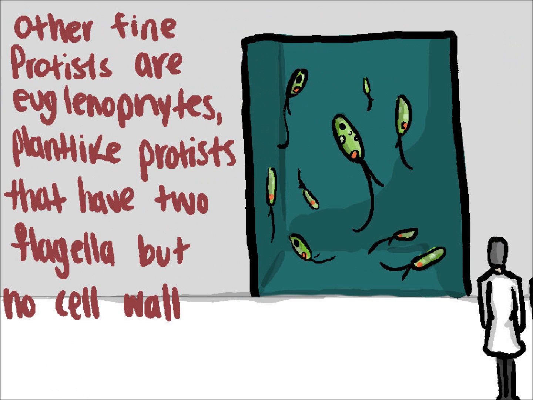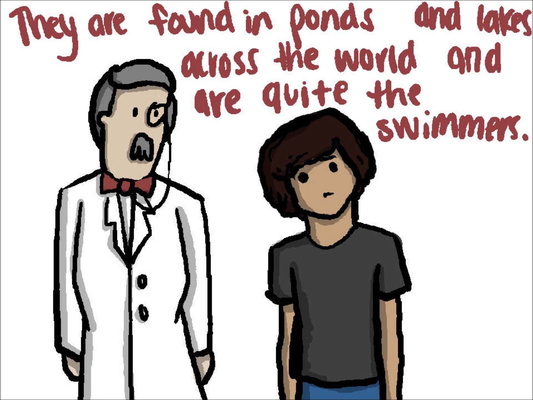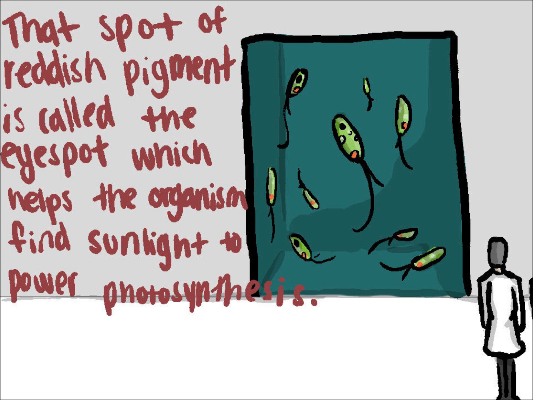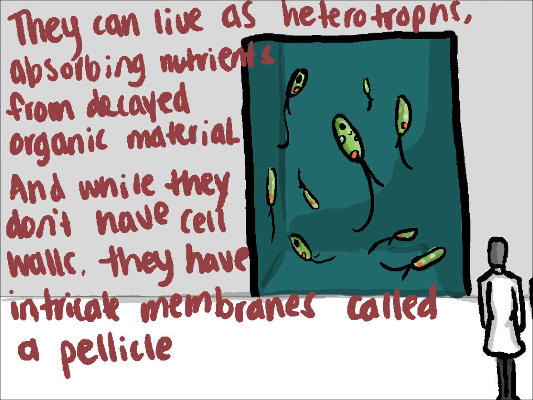Other fine protists are euglenophytes, plant-like protists that have two flagella but no cell wall. They are found in ponds and lakes across the world and are quite the swimmers. That spot of reddish pigment is called the eye spot, which helps the organism find sunlight to power photosynthesis. They can live as heterotrophs, absorbing nutrients from decayed organic material, and while they don't have cell walls, they have intricate membranes called a pellicle.